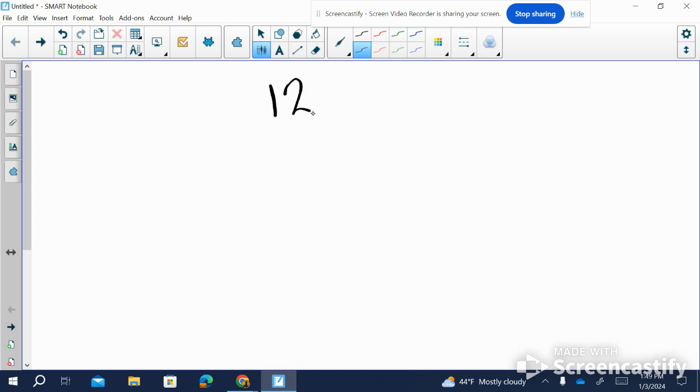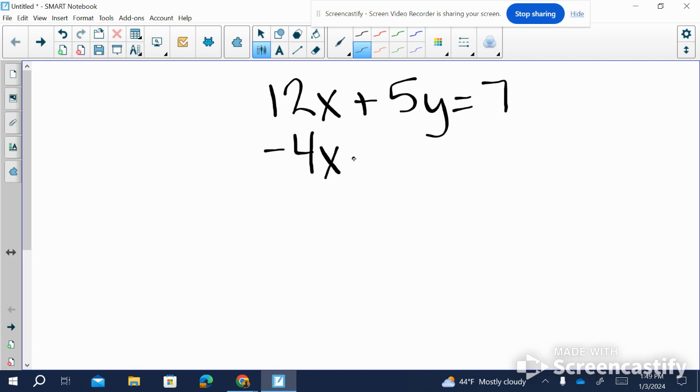So if I have 12x plus 5y, and that equals 7, that's one linear equation. My second linear equation is going to be negative 4x plus 10y equals negative 7.